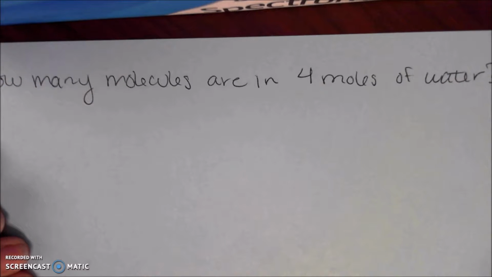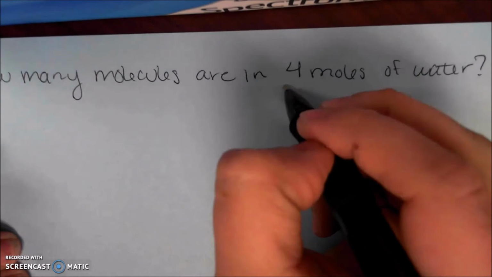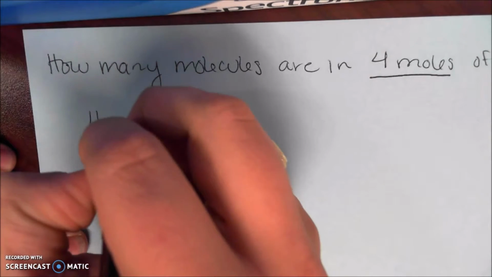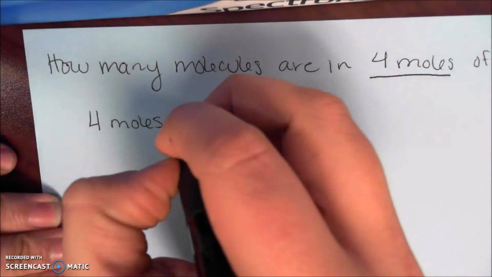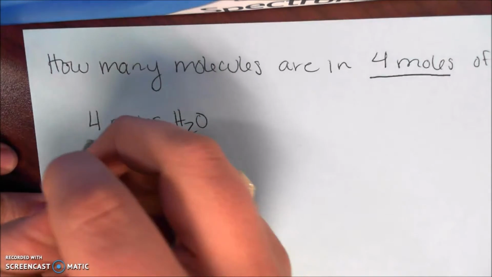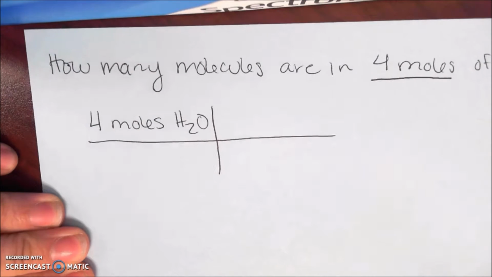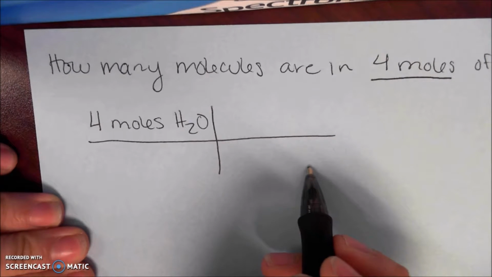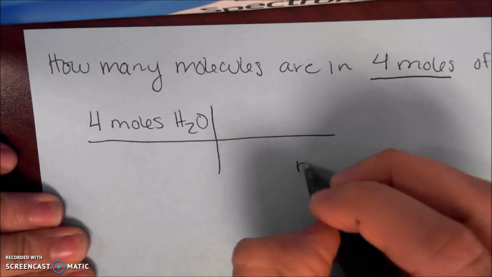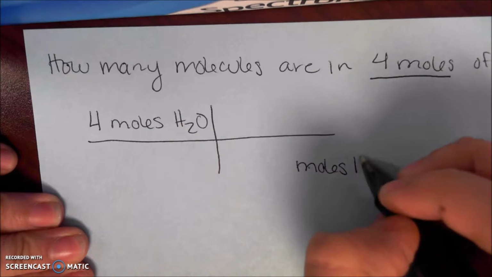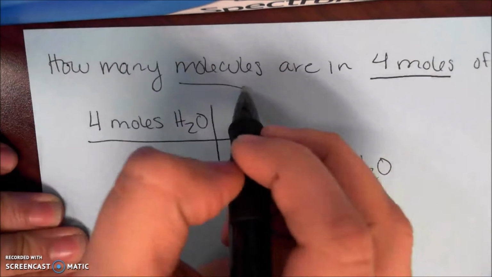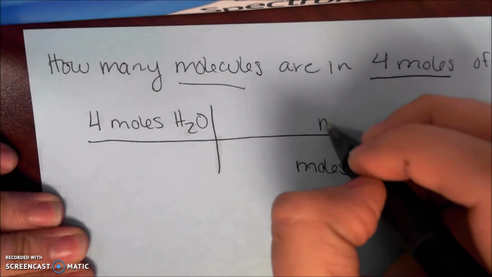Okay, so what does our problem give us? The given here is going to be 4 moles of water, so that's what we're going to start with. So we'll say 4 moles of H2O, and we'll draw our train track. If we have moles of H2O on the top, what do we have to put down here in order to cancel it out? We're going to have moles of H2O here. And we know that we're ending up looking for molecules, so we want to have molecules up here.